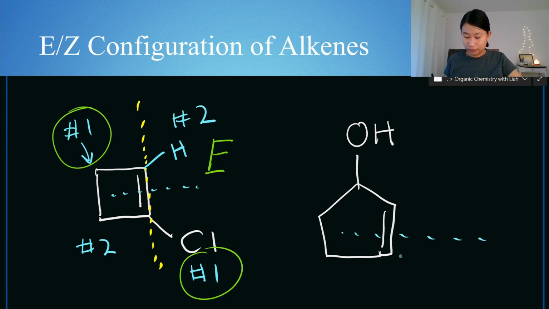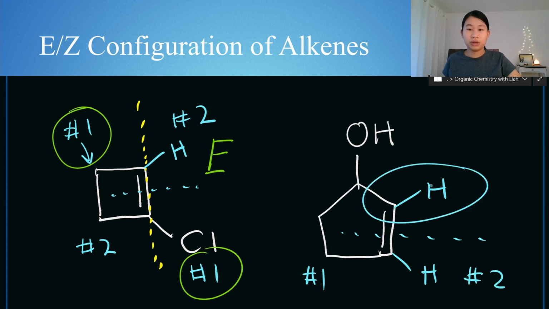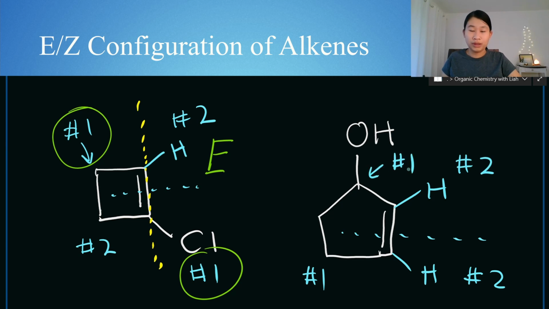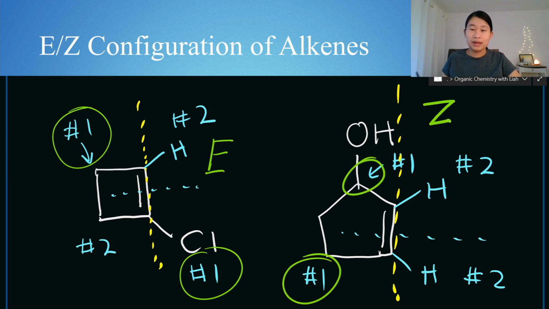We'll split it again. I'll draw in the implied hydrogens here. Now, on the bottom part, we have a carbon versus a hydrogen. Carbon wins, so that's priority number 1. Hydrogen will be priority number 2. Now, for the top part, we're comparing a hydrogen versus a carbon. Hydrogen is going to be priority number 2. Carbon will be priority number 1. And we're going to circle our priority number 1s, and those are on the same side of the yellow line, and so this is going to be a Z alkene.